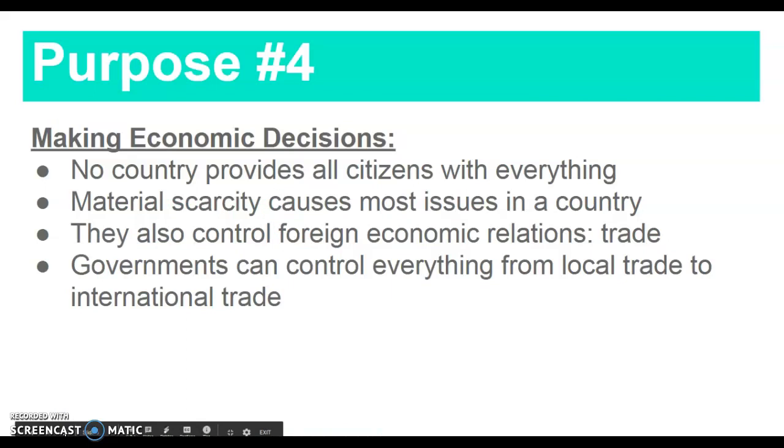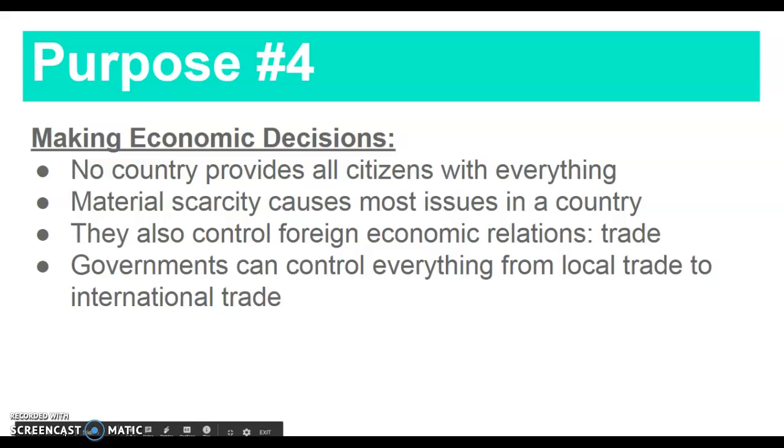And the last purpose number 4, is making economic decisions. So our government has to make economic decisions because it's just impossible for our country to provide everything a citizen might possibly need. They have to make choices about what's going to benefit the citizens the most. Now, material scarcity can cause a lot of issues in a country as well. So that means that you might have resources that are important. They're just hard to find, they're not readily available, or if you use it too much, you're going to run out. Okay, so like lumber, water, things like that.